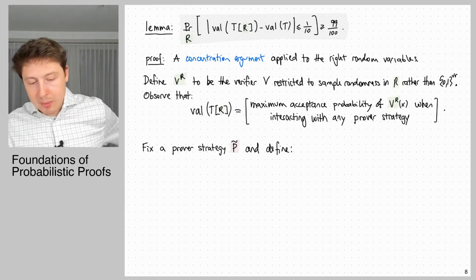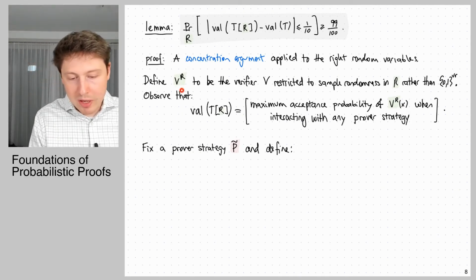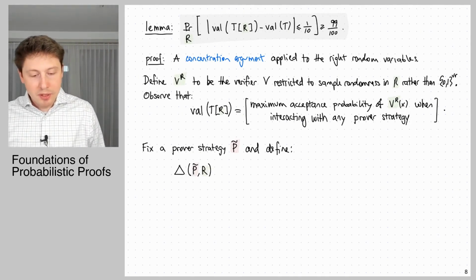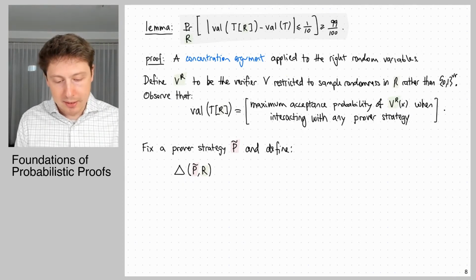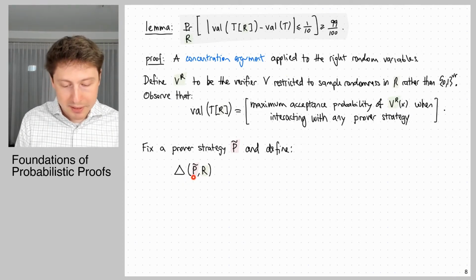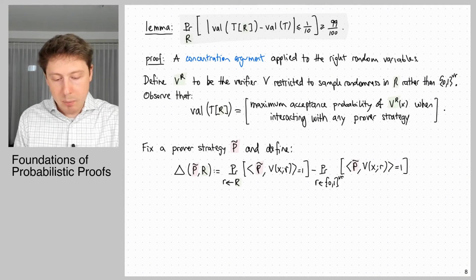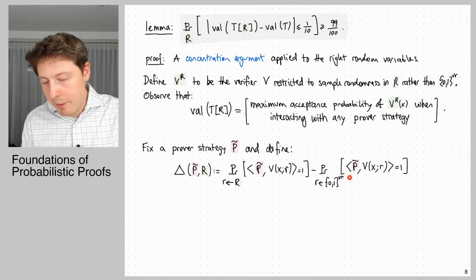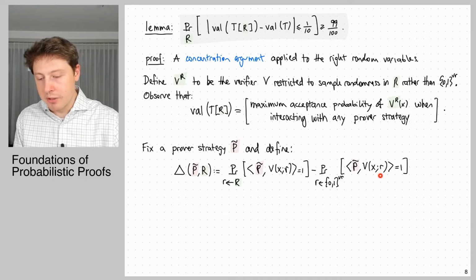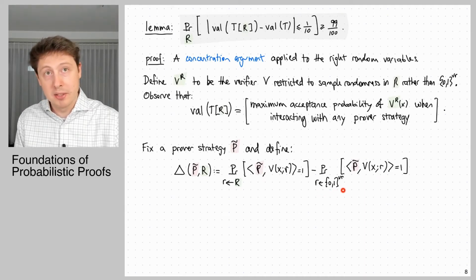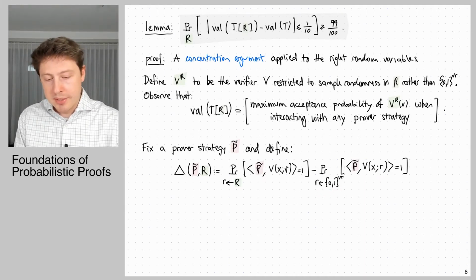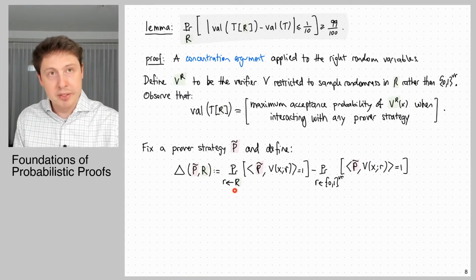And so now we can talk about interactions of provers with this verifier. We're going to define this delta quantity. It depends on a particular prover and a choice of randomness. And it's going to be the difference between two convincing probabilities. We're going to take the prover, and on the one hand, pit it against the original verifier that draws its randomness from the whole space. On the other hand, let's see how the prover performs against a verifier whose randomness is drawn from the sparsified space.